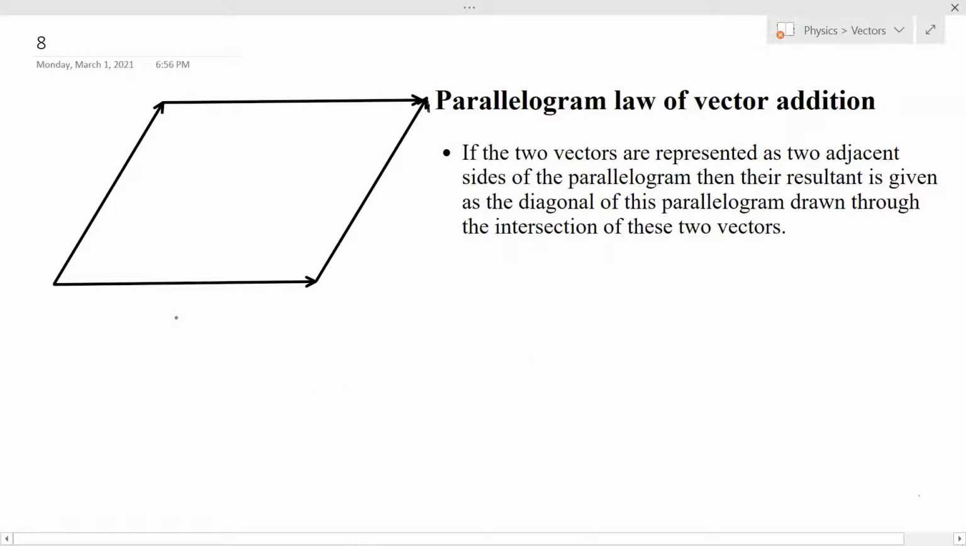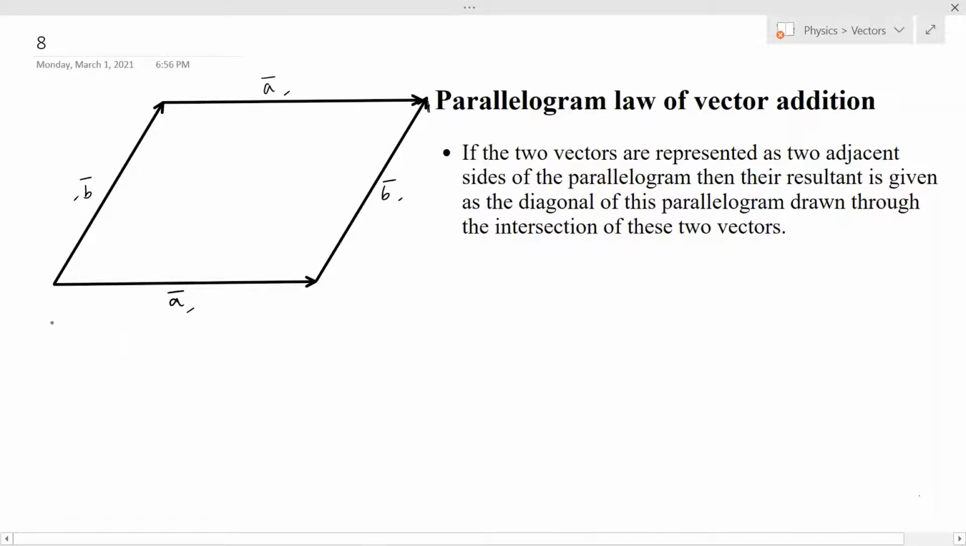Let's say there are two vectors. This is first vector a bar and second vector b bar. And let's say we represent them as the adjacent sides of the parallelogram. And let's say this vector is also b bar and this vector is also a bar. Why say? Because this will be equal, because the opposite sides of the parallelogram are equal and parallel to each other. So these will be equal vectors. This a bar and b bar will be equal to this a bar and b bar.